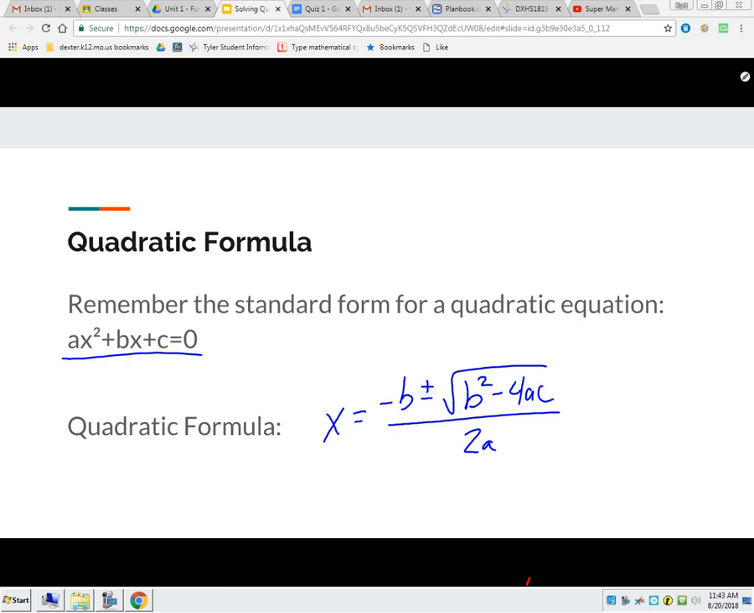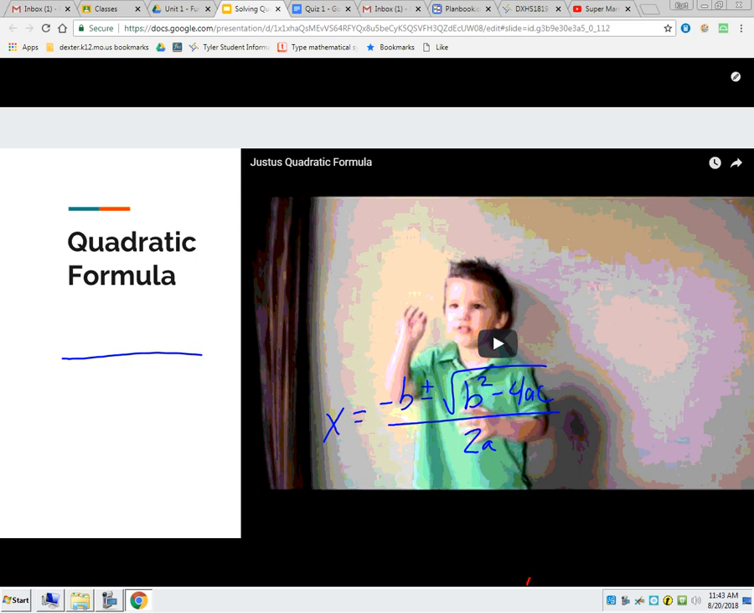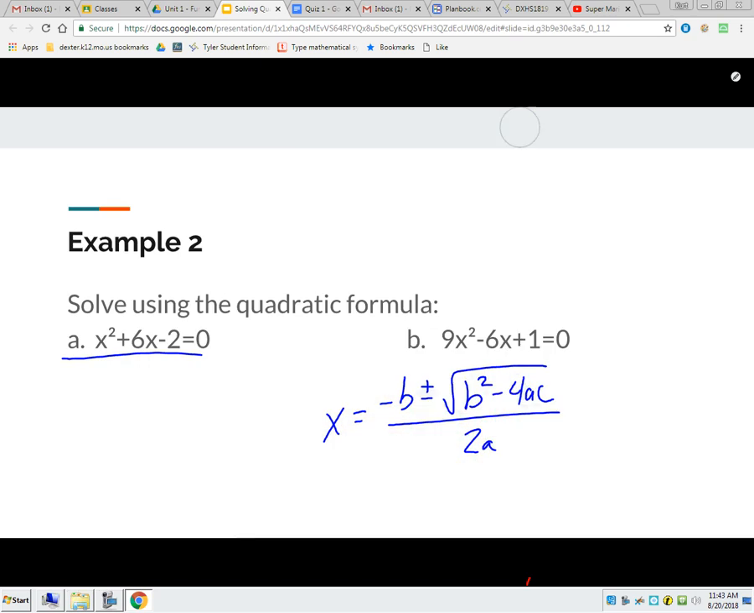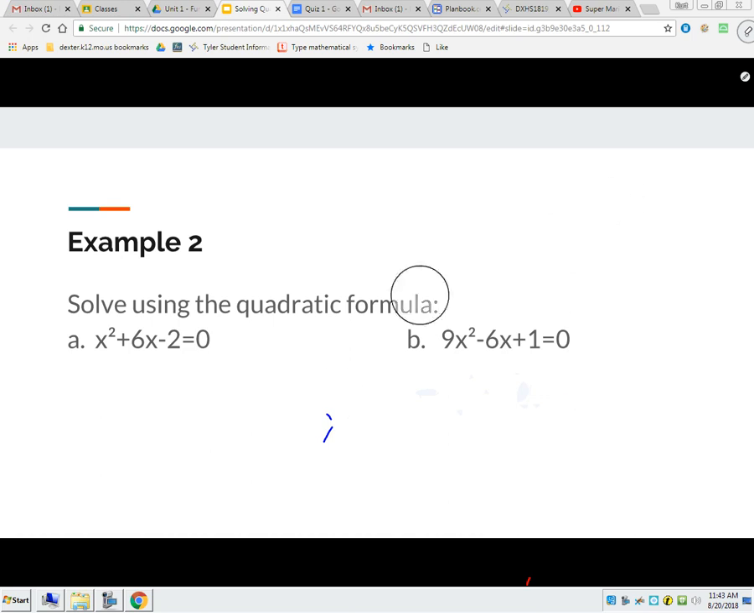If you want to, you can go into your notes. This is actually my son Justice singing the quadratic formula when he was 2 years old. Just put that on there to make you realize that I do expect you to memorize it and be able to work it out. But memorizing it should not be a hassle for you.